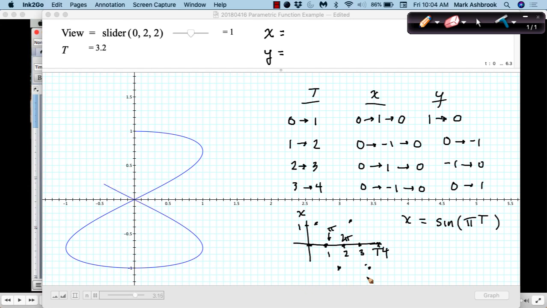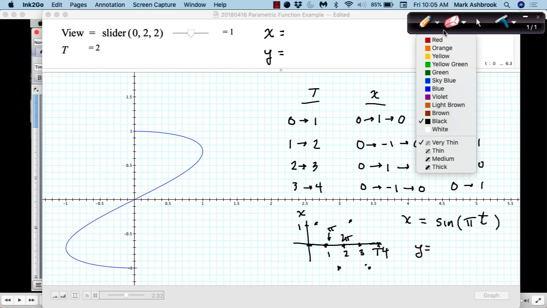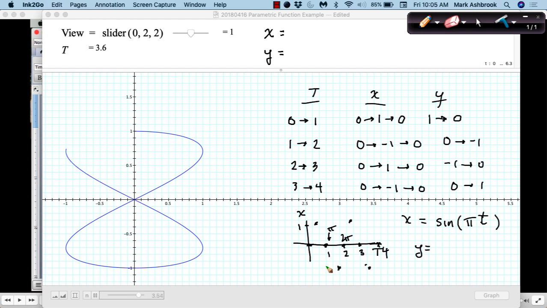Okay, so let's do this. What about y? So y, then, let's do a different color here. Springtime, use green. All right, so here we go. Y goes from, as t goes from 0 to 1, 1 to 0. Then, 0 to negative 1. Now I'm drawing straight lines, but it's probably curved, right? It's probably curved. 1 to 0.